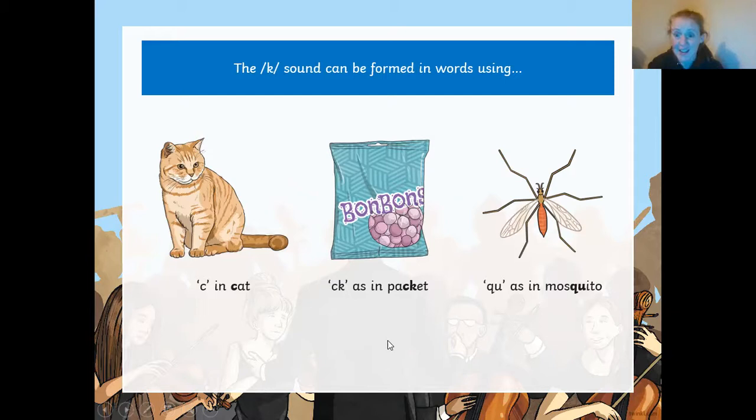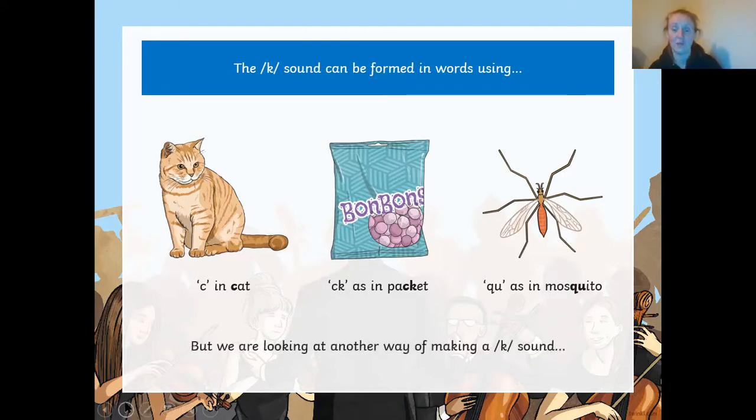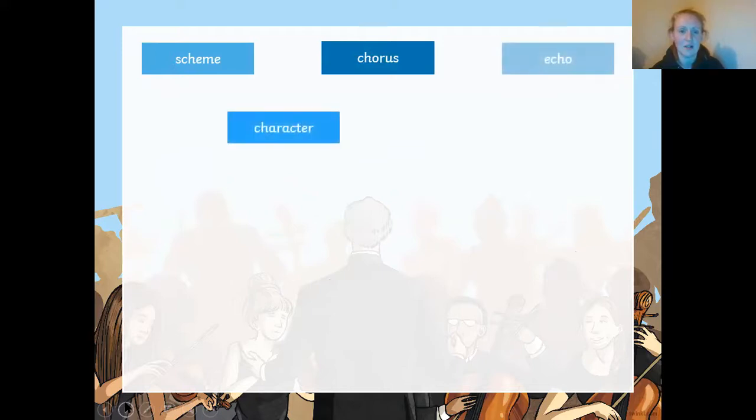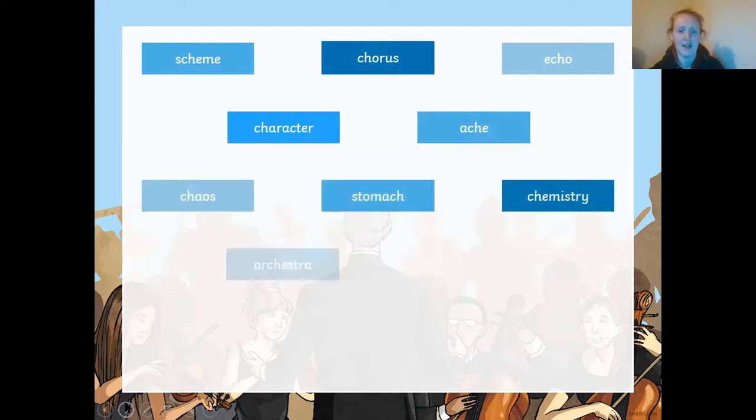Now, I think this one here, children, is probably the most rare, that we wouldn't see very often. But we're not actually going to use any of these ways of making the k sound. We're not going to use a C. We're not going to use C and K, the digraph. We're not going to use the QU digraph making the k sound. We are going to be looking at a different way. And as you know from the title of the PowerPoint, we are looking at the ch digraph making the k sound. So C and H together. So let's have a look at these words. Lots of words. Very tricky words today.